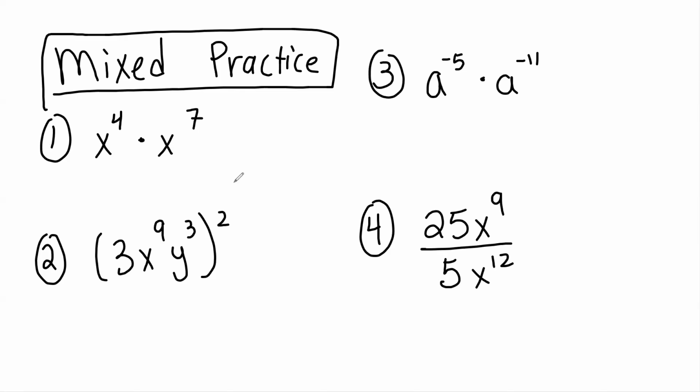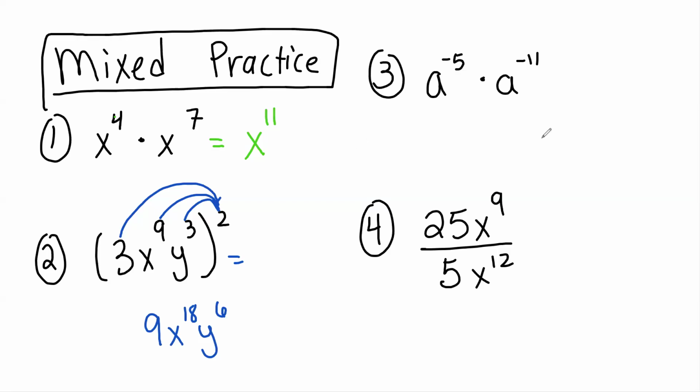Come over to number 1. We're multiplying, so that's product rule. Keep the x and add the exponents. 4 plus 7 is 11. Number 2, this will be power rule. So see that 3? You're going to square it. 3 squared is 9, and then the exponents you multiply. 9 times 2 will be x to the 18th. 3 times 2 will be y to the 6th.